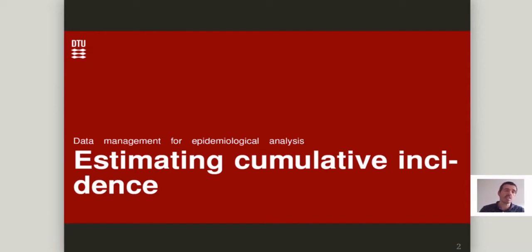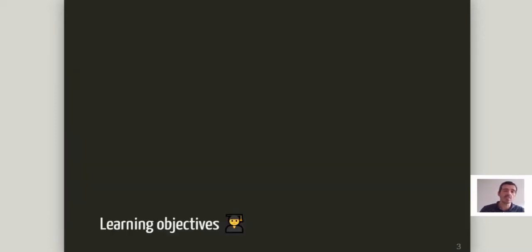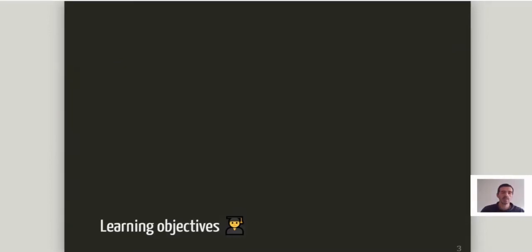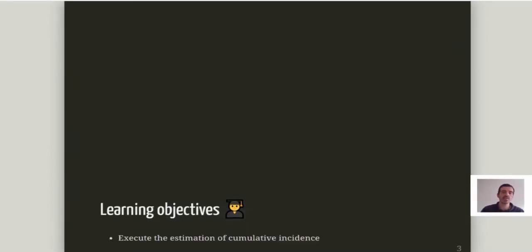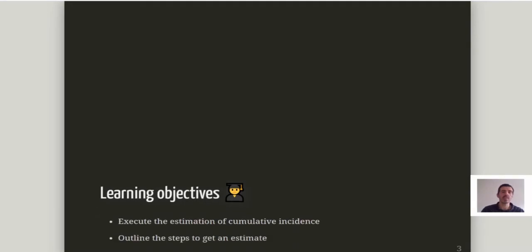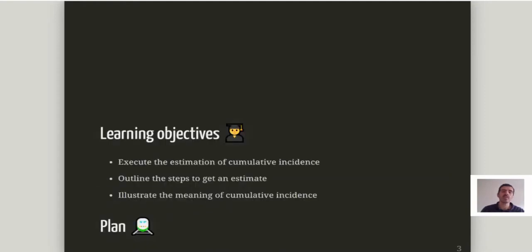So what are the learning objectives of this session? After this lecture, you should be able to estimate the cumulative incidence. And you will be able to remember which were the steps to calculate the cumulative incidence, which is a very simple formula. And of course, you can also interpret the meaning of the outputs of the cumulative incidence. What is the meaning and how can we use it?